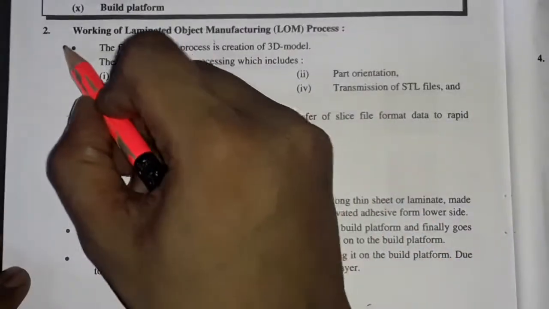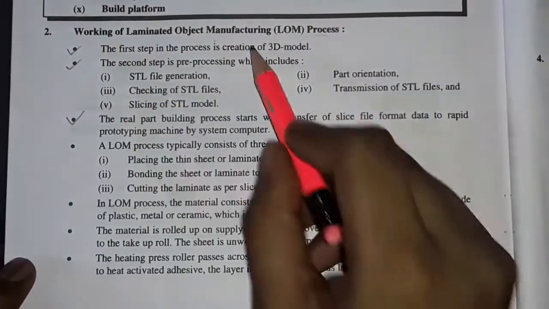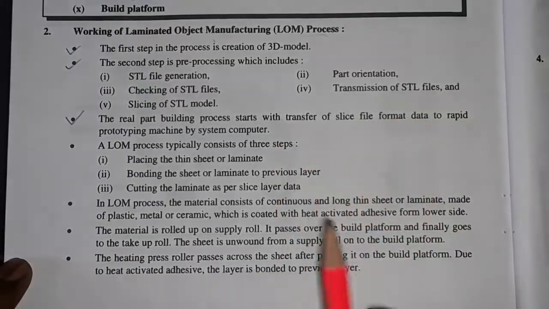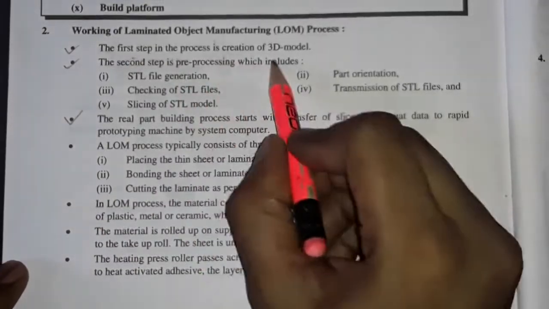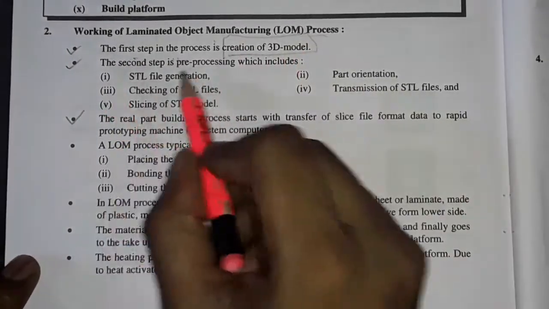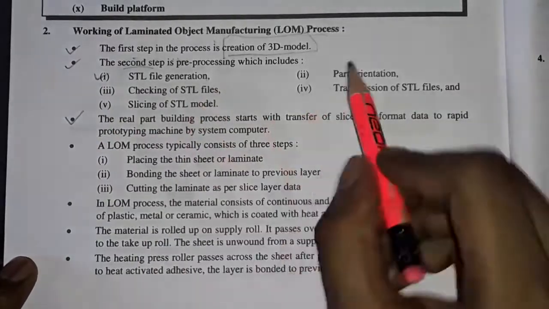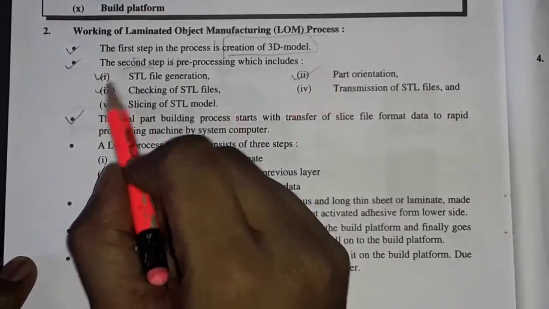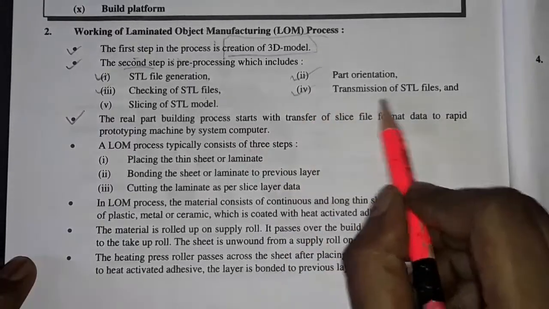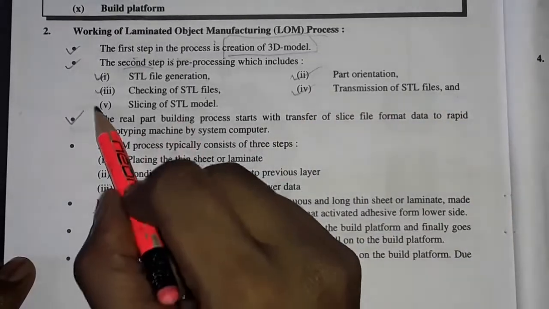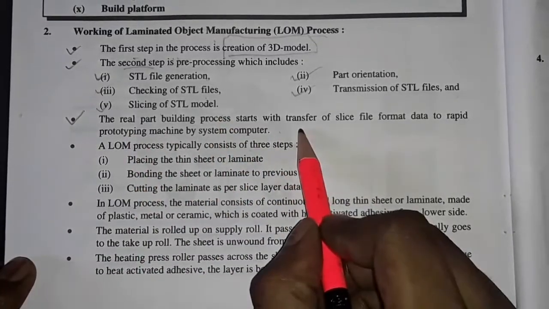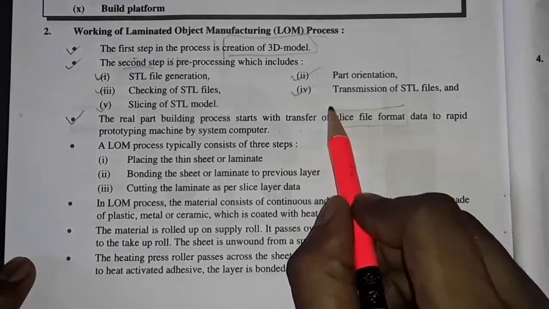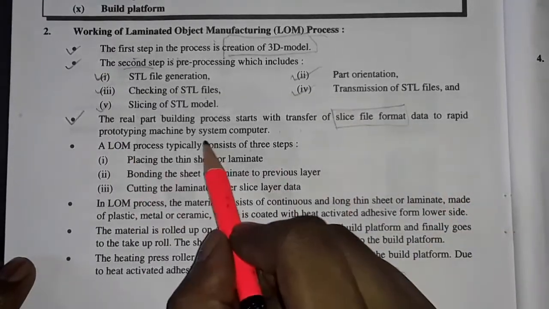Friends, these first few processes are almost common in every rapid prototyping system. The first step is creation of the 3D model. The second is STL file generation, then part orientation, then checking of STL files, then transmission of STL files, and the fifth is slicing of the STL model. The real part building process starts with transfer of the slice file format data to the rapid prototyping machine by the system computer.